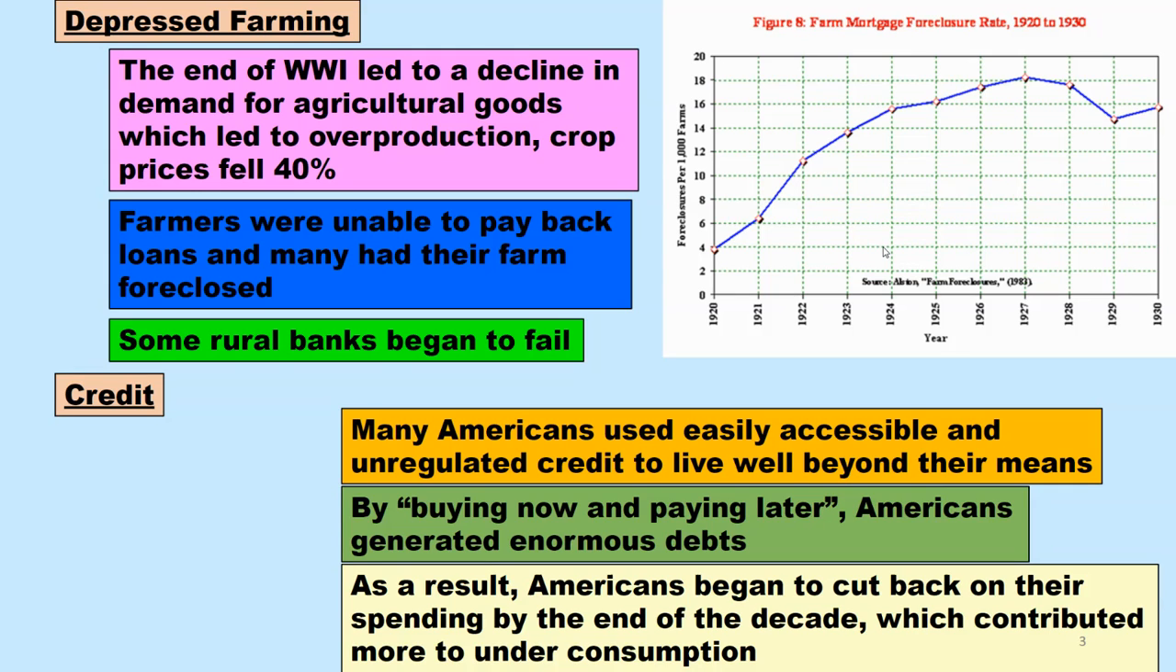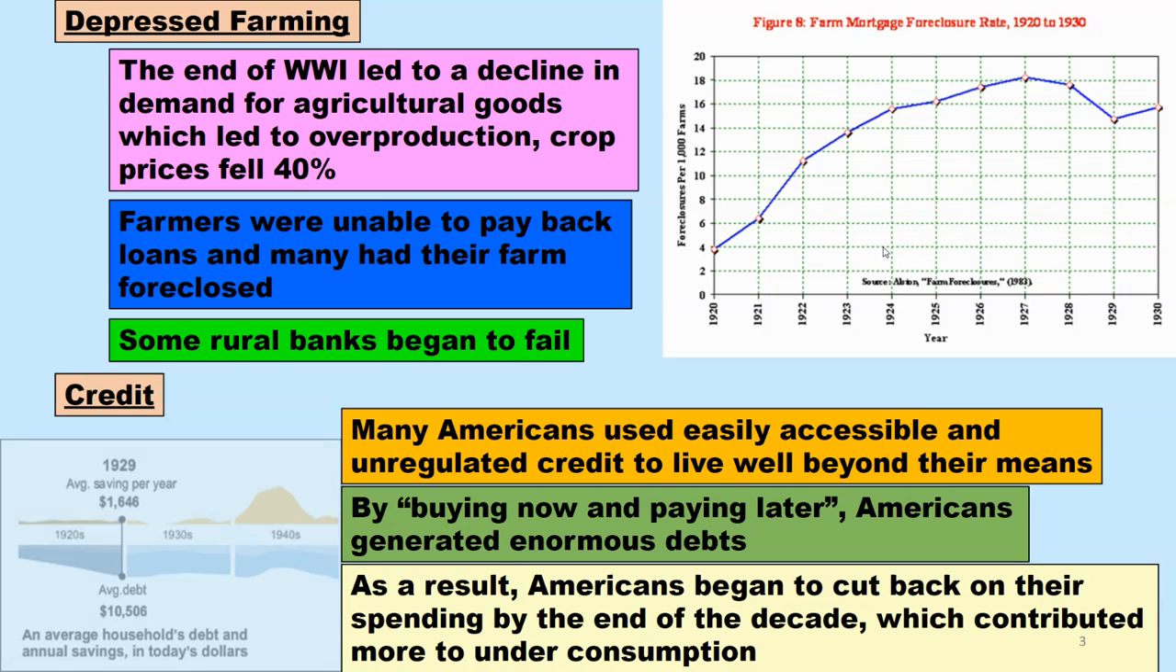So, by doing that, this is just going to contribute more to that very first cause, which was overproduction and underconsumption. Okay. And here you can see a snapshot of 1929 and what the average household looked like.